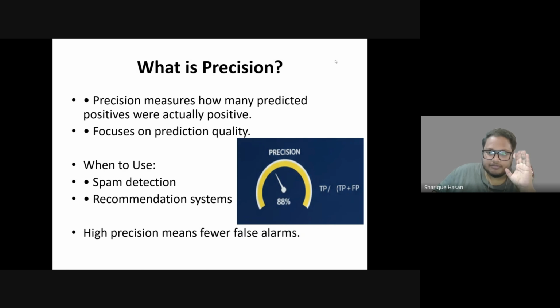Okay, now let's read the other points also. Focus on the prediction quality. Accuracy is about your prediction, and precision is the quality of the prediction. Whether the predicted value is correct or not is called the quality of the prediction, which is precision.